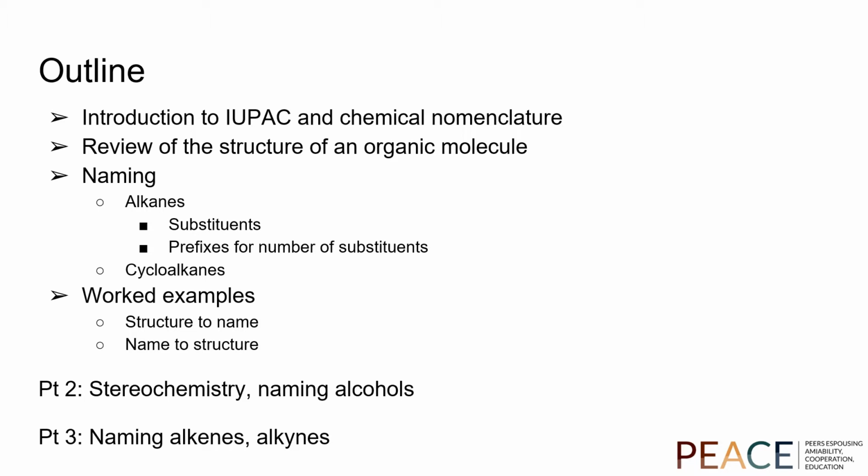This will be followed by a quick review of the structure of an organic molecule and then a procedural review of how to name alkanes and cycloalkanes according to their respective IUPAC guidelines. Finally, we'll do two worked examples, one where we name a structure and another where we generate a structure based on its name. Part 2 of this video series will cover stereochemistry and naming alcohols, while Part 3 will go over naming alkenes and alkynes.